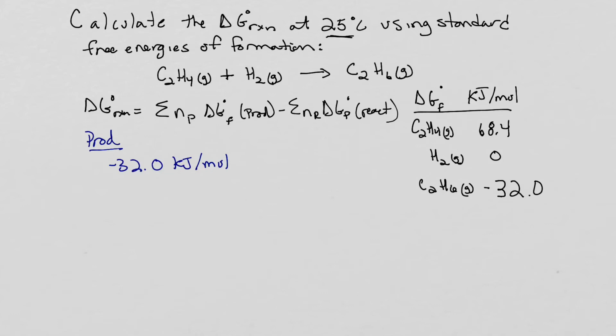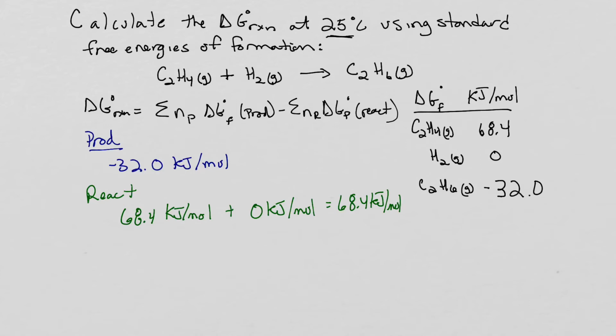Now, for the reactants, we're going to sum together our reactants, C2H4 and H2. So we have one C2H4 at 68.4 kilojoules per mole. And 1 mole of H2, being an element, has a value of 0 kilojoules per mole. And so our total here is 68.4 kilojoules per mole.